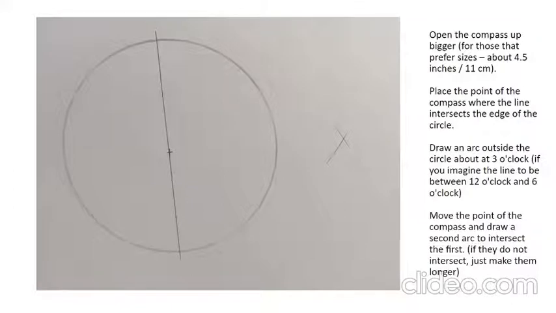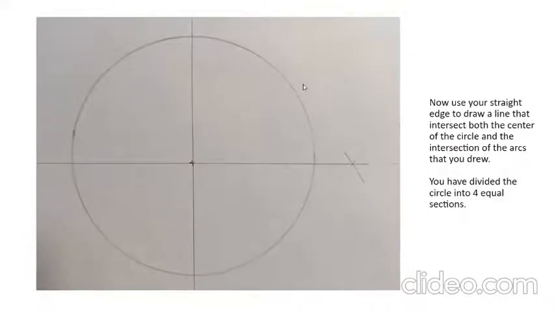So we open up our compass a little bit, maybe about 4.5 centimeters. Now we put the sharp end of our compass at 12 o'clock, and we draw a short arc about where 3 o'clock is. Then we put the sharp point of our compass at 6 o'clock, and we draw a short little arc about at 3 o'clock so that the two arcs intersect each other. And then, of course, we just draw a line straight through the center of our circle, and our circle has been divided into 4 equal parts.